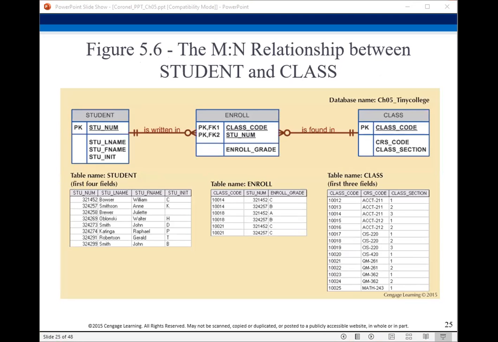Again, the composite primary key provides the benefit of ensuring that there cannot be duplicate values. We are going to look at a weak entity set also. But this is an example of a many-to-many relationship.